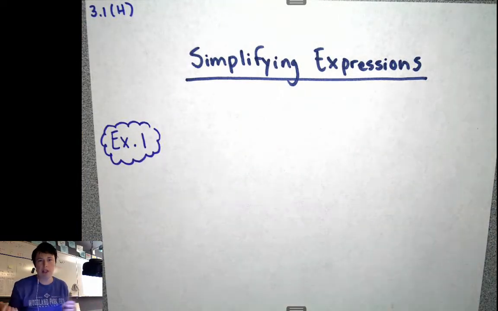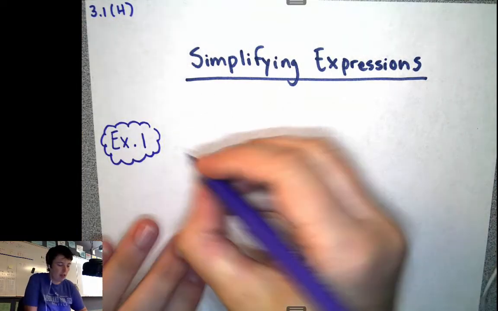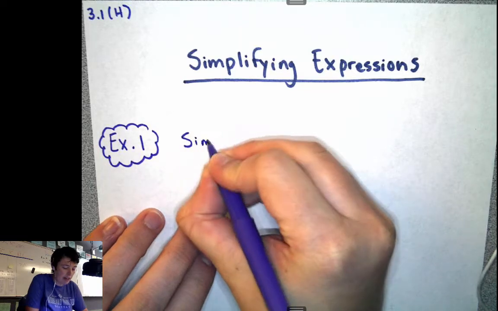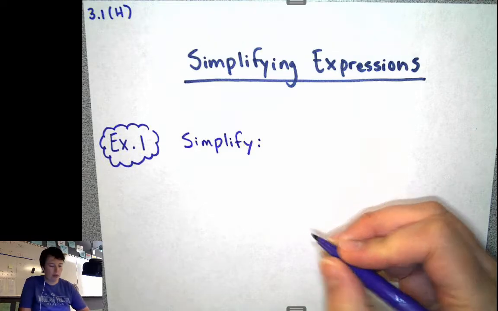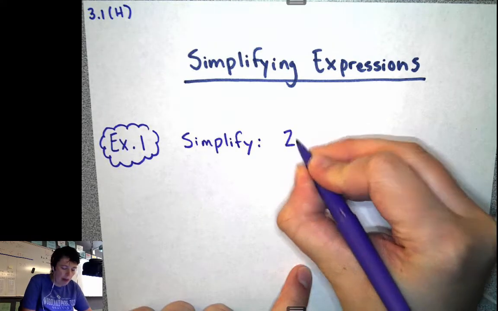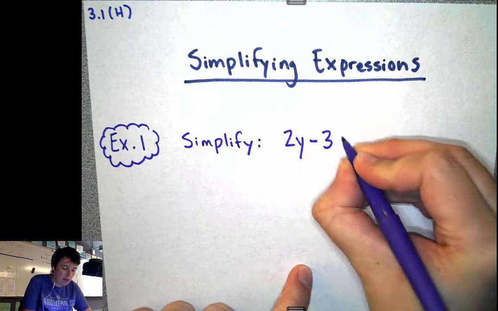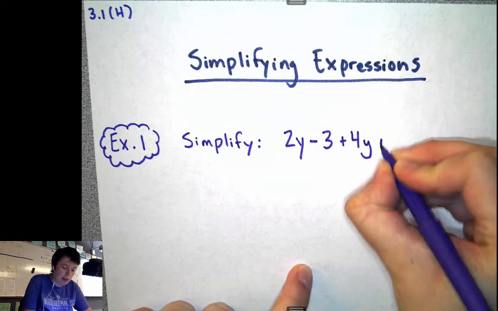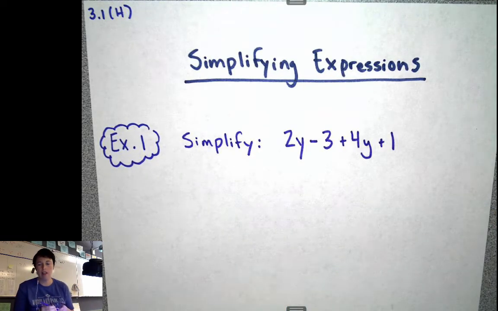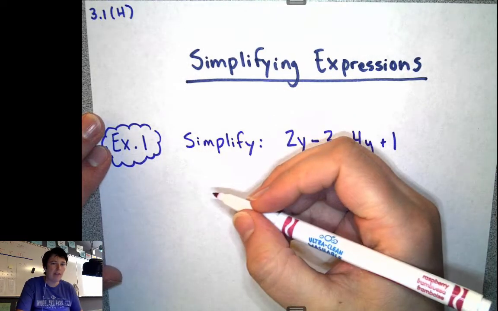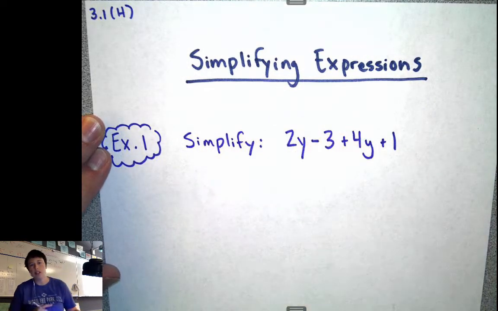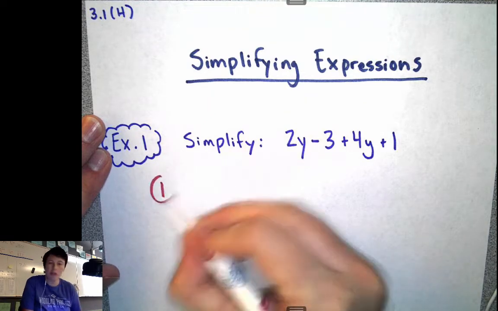We're going to start with our first example here. And typically the directions are going to say just that, simplify. So here's the problem we're going to try. We are going to simplify 2y take away 3 plus 4y plus 1. So to simplify this, the strategy is kind of straightforward. We kind of go in steps. First, we need to get our like terms together. So step one, get those like terms together.